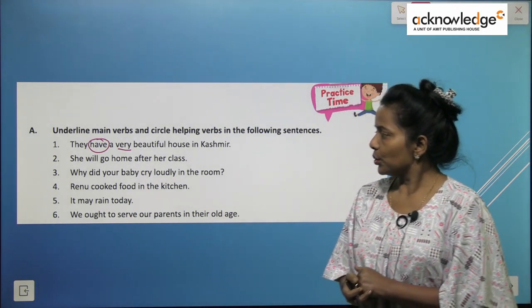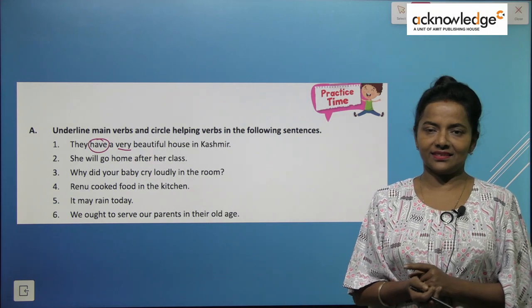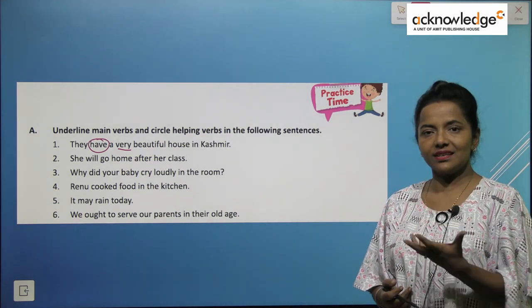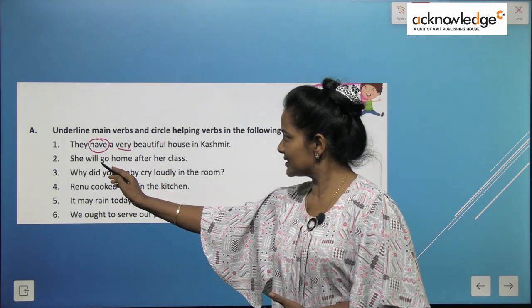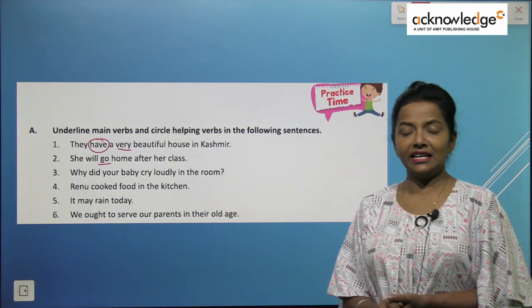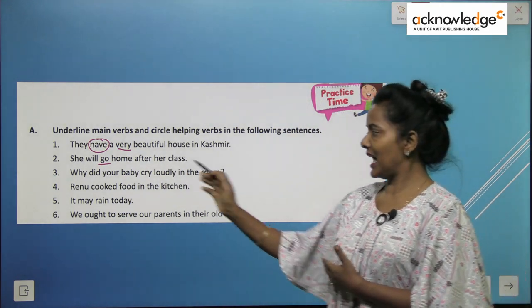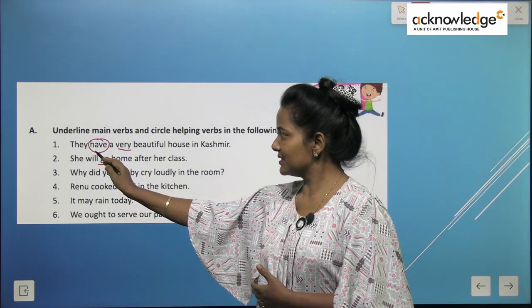She will go home after her class. So what is the main verb here? Go is the main verb. And the helping verb which we have added with this verb is will.